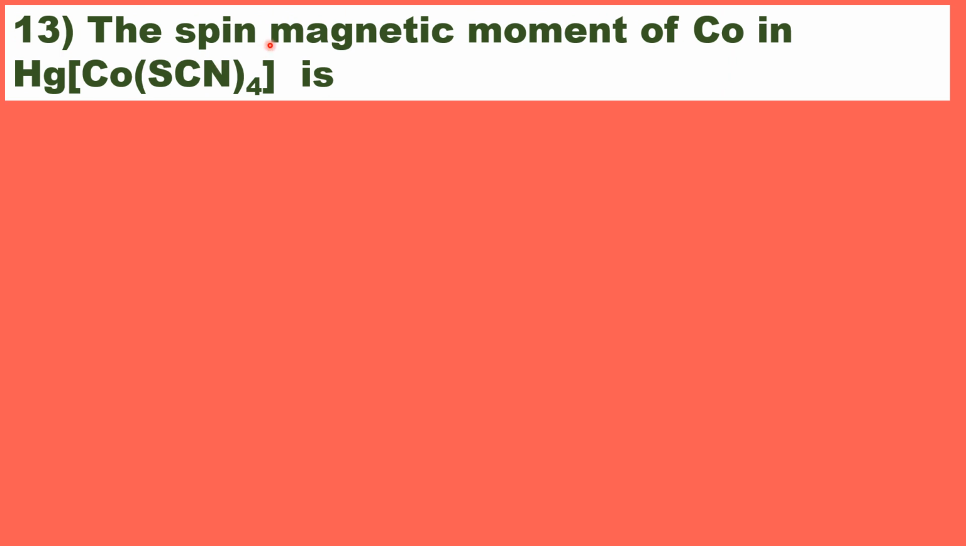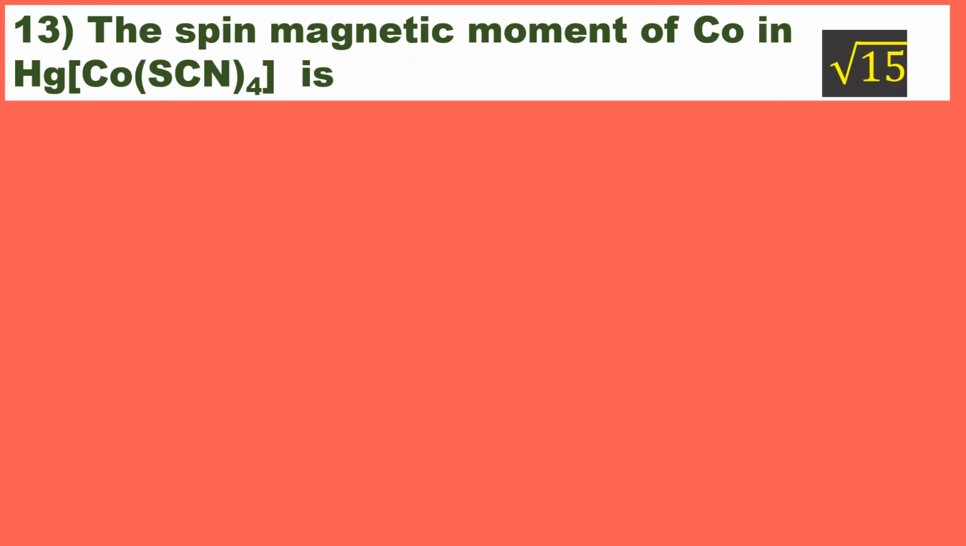Let us see the next question. It is commonly asked in various competitive examinations. The spin magnetic moment of cobalt in Hg[Co(SCN)4] is. This compound is a very important compound, used as a standard for magnetic susceptibility measurements. This is a standard substance which has a very good spin magnetic moment value. So in this, they have asked the spin magnetic moment of cobalt.